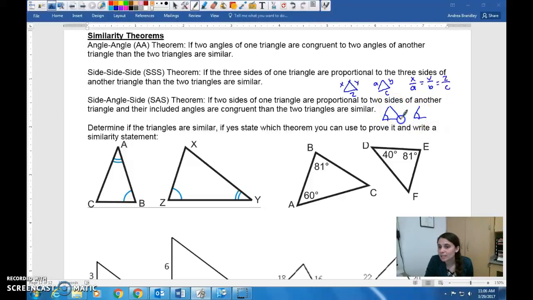It has to be the angle, so if I have this side and this side are proportional to this side and this side, and I know these two angles are the same, then they have to be similar. However, if it's not the included angle, so let me draw two more triangles, and I know this side's proportional to this side, and this side's proportional to this side, and it's this angle that's the same, then that's a no-go. They might not be similar.